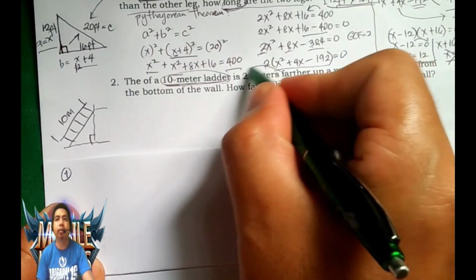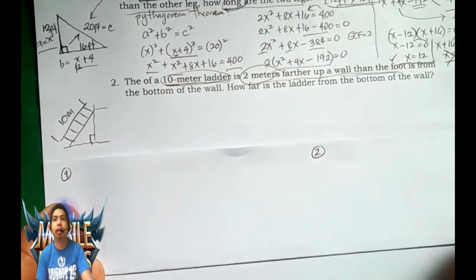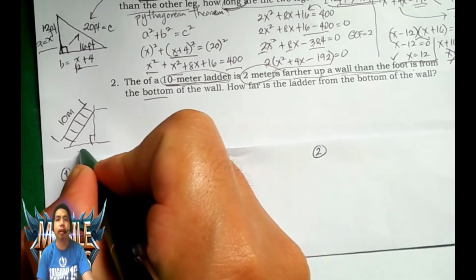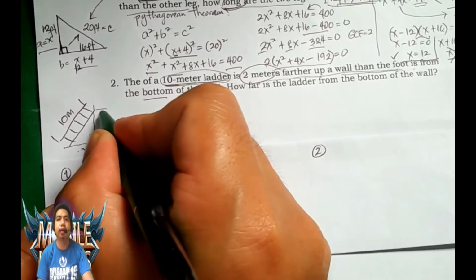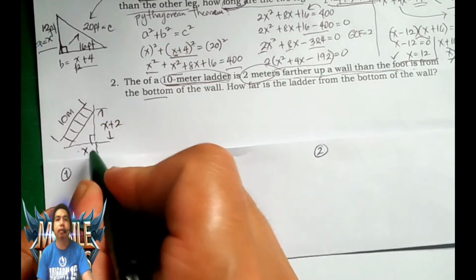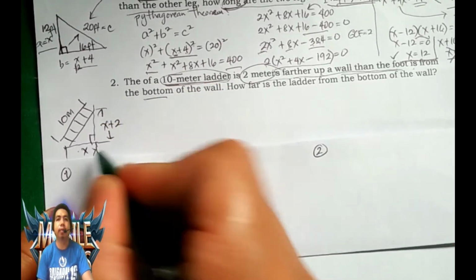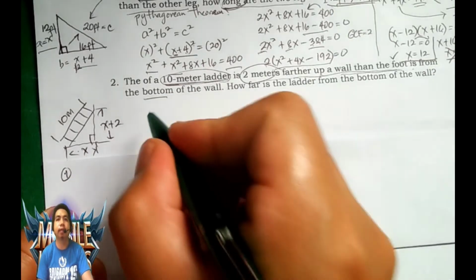Then, ang sabi pa dyan, 2 meters farther up the wall than the foot is from the bottom of the wall. So, let's say for example, this is our x. Ito yung layo niya doon sa wall, yung foot ng ladder. Ang layo ng foot ng ladder doon sa wall ay x. So, mas malayo daw yung inabot ng ladder dito sa taas kaysa dun sa baba.